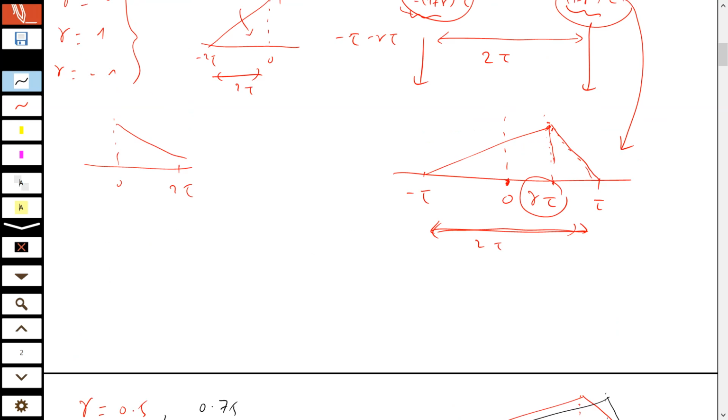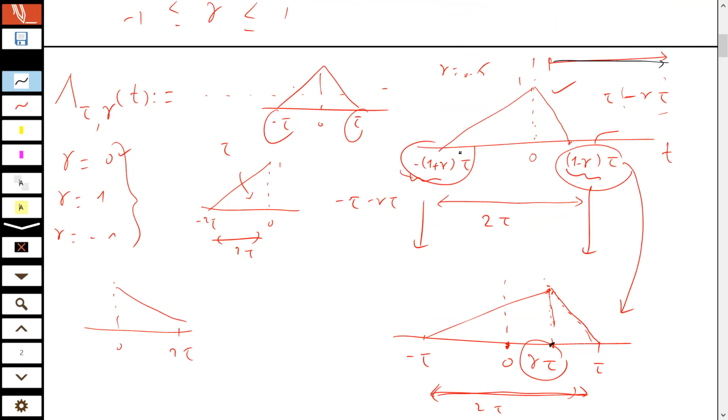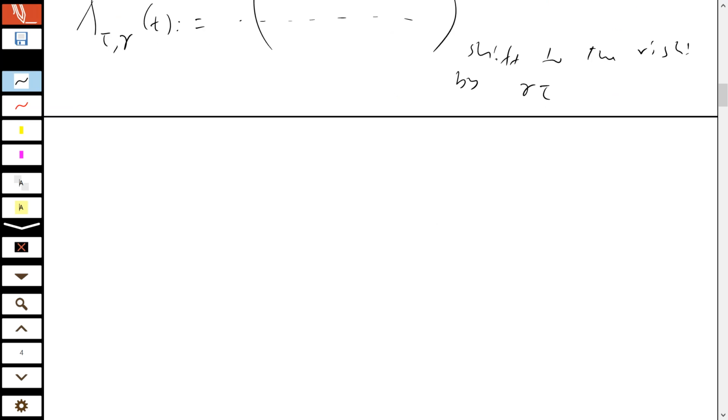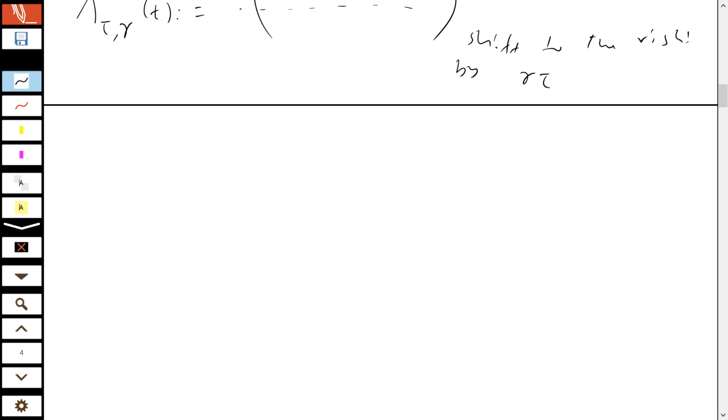Instead of having a change at 0, we want to change. You see, initially the change of slope was at 0. Now we want that change to be at gamma tau, which means that we want to shift the whole graph to the right. Now I'll see how we work that out. So I'll now write that formula for you. Lambda tau gamma of t equals.